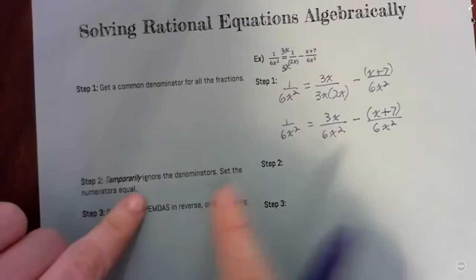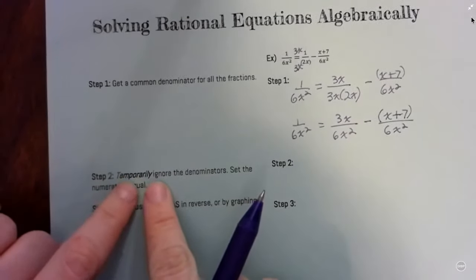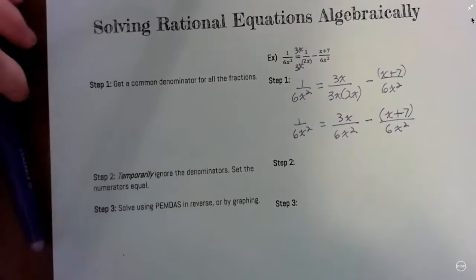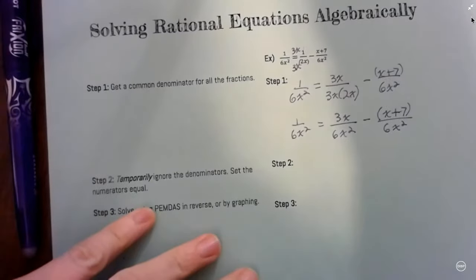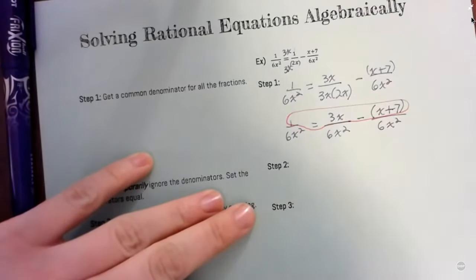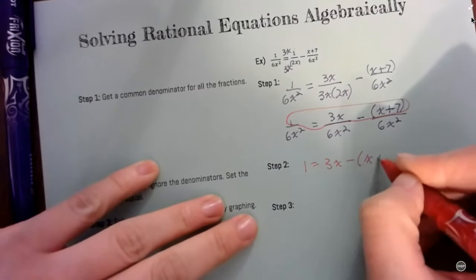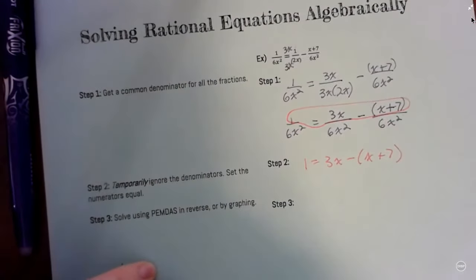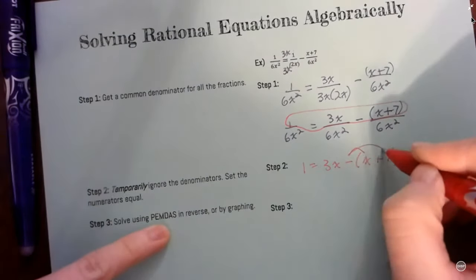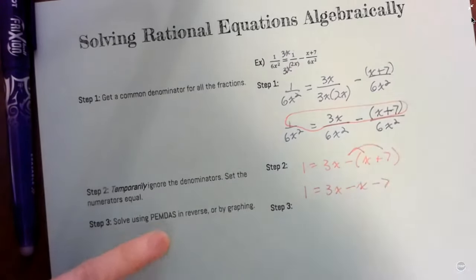Yay. Once you get all your denominators equal, you can temporarily ignore them and just set the numerators into an equation. So I'm going to take my numerators here and just make an equation out of them. So 1 equals 3x minus x plus 7, just like that. And now I'm just going to do reverse PEMDAS on them. But first, go ahead and distribute that minus. So 1 equals 3x minus x minus 7.